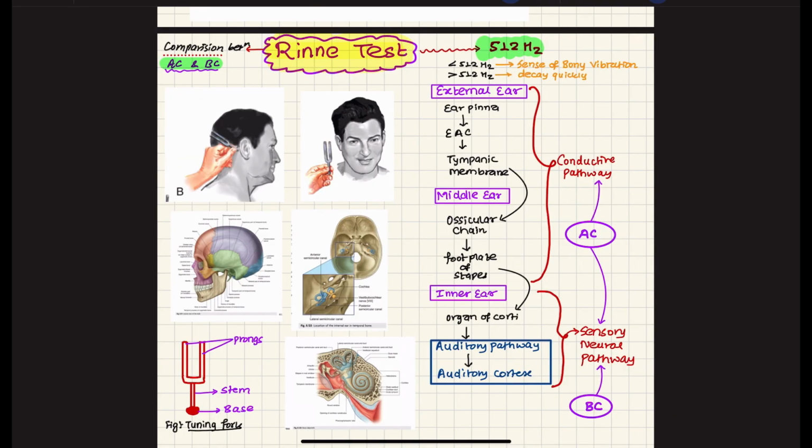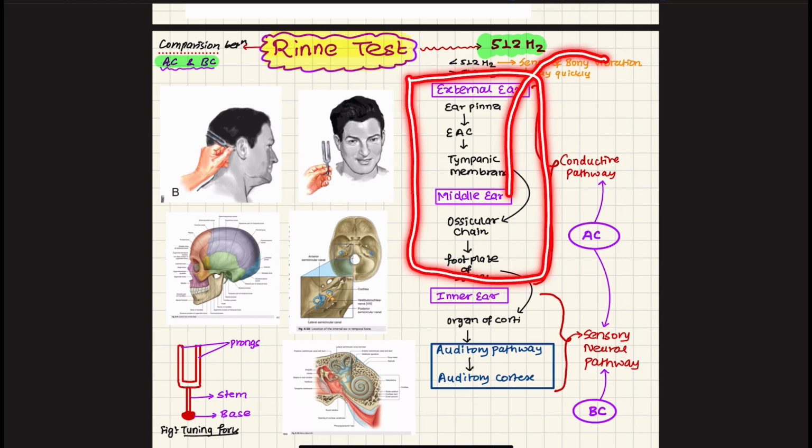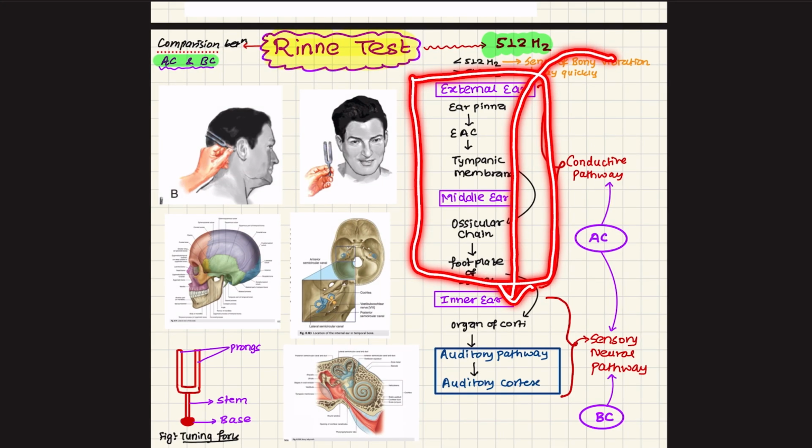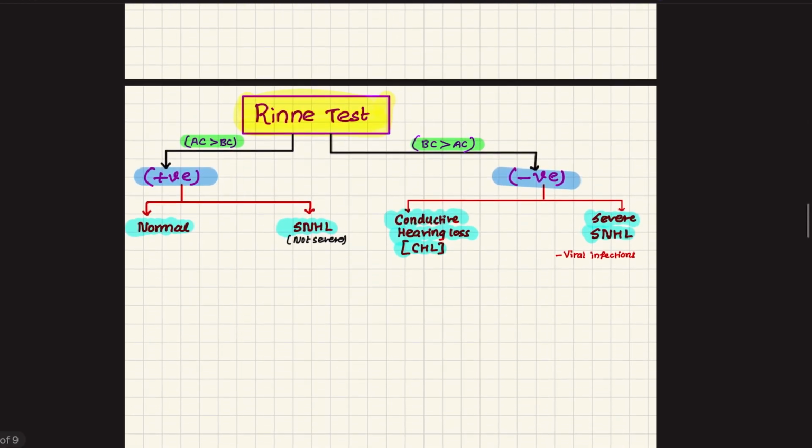In conductive hearing loss, there is a defect in the conductive pathway, either in the external ear or in the middle ear. If there is a defect in this conductive pathway, then the air conduction cannot occur because this pathway is blocked. But the bony conduction can occur. So in this conductive hearing loss as well, bony conduction is greater than the air conduction.